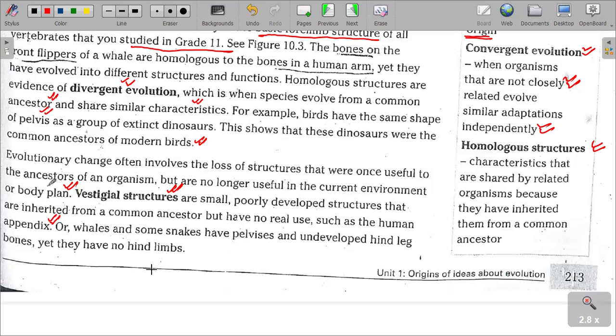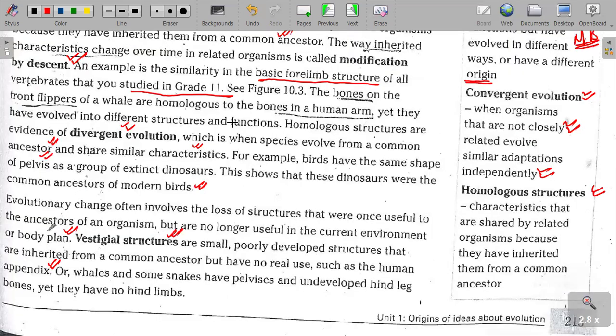So what we are saying is that people no longer live in mountains. People no longer live in trees and so forth. So the need for balancing is no longer there. But we can understand that humans have an appendix, which is actually an example of a vestigial structure, as are the pelvises and undeveloped hind legs found in some whales and snakes. So such is an example of that.